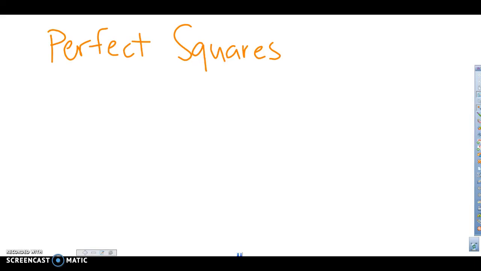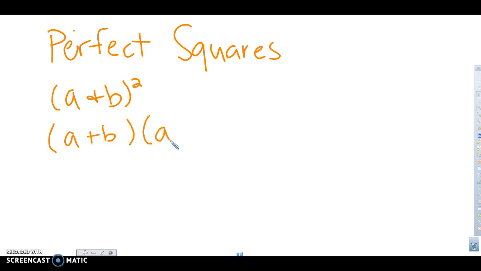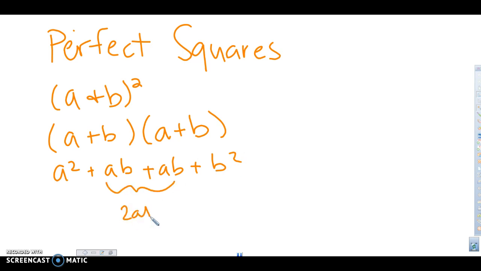So today we're talking about perfect squares. And perfect squares we see usually like (a plus b) quantity squared. If I wrote this out, it would be (a plus b) times (a plus b). And when I FOIL, I have a squared plus ab plus ab plus b squared, and this will combine to 2ab. And that stuff drops down.